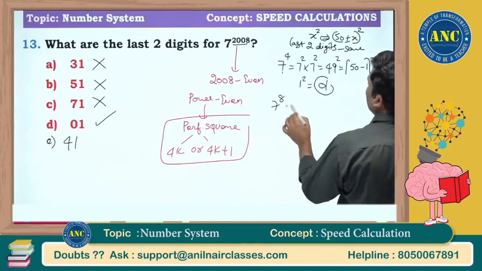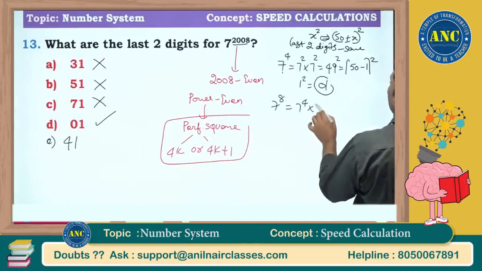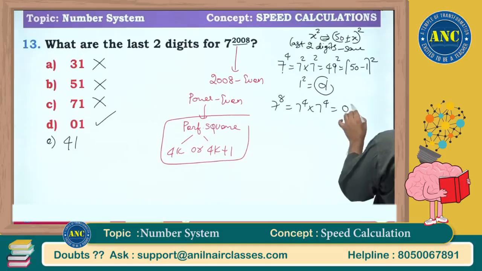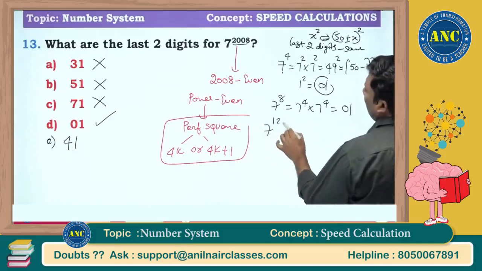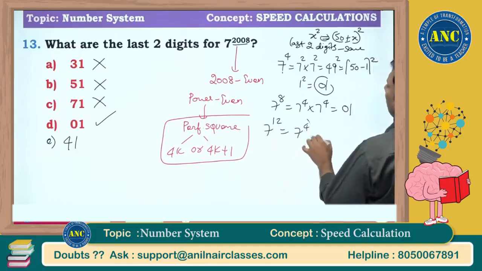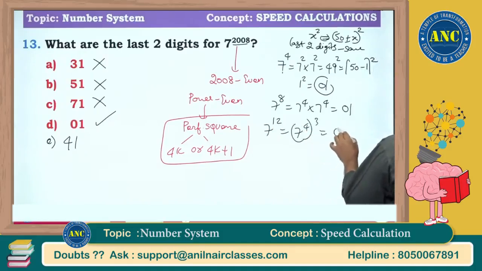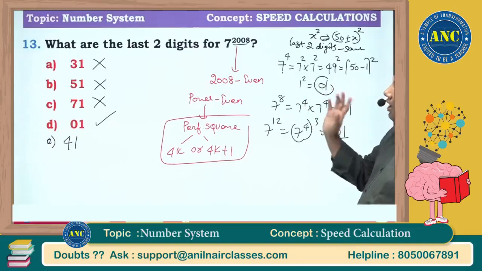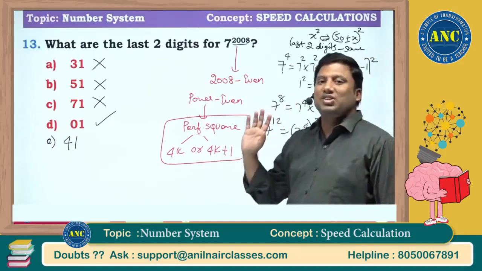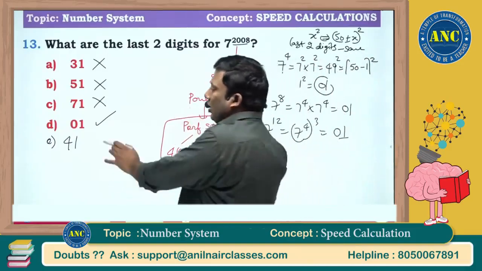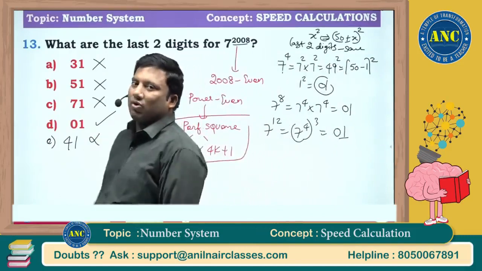7 power 8 is 7 power 4 into 7 power 4. Again 0, 1. 7 power 12 is 7 power 4 whole cube. 1 cube is 0, 1. That means if the power is a multiple of 4, what are the last two digits? It should be 0, 1. It cannot be 41. Very, very good question.